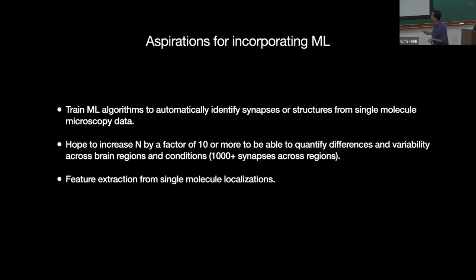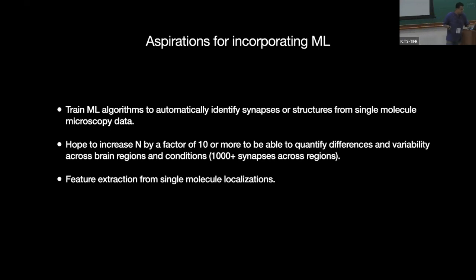We also hope to increase, because this is such a labor intensive process and at times subjective to the person who's doing the analysis, our sample size, the n, by a factor of at least 10 or more. So that instead of looking at a few hundreds, we are looking at a few thousands of synapses, so that we can realistically capture the variability that exists in different brain regions and in different conditions.